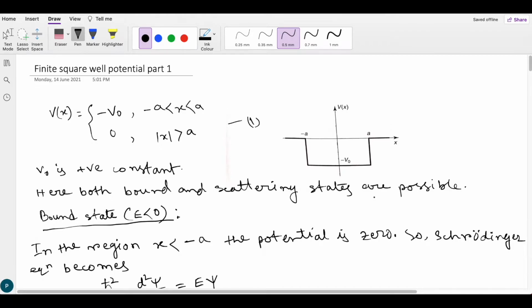Today the topic of discussion is finite square wave potential, and this is part 1 of the lecture. There will be 2-3 more lectures on this topic.